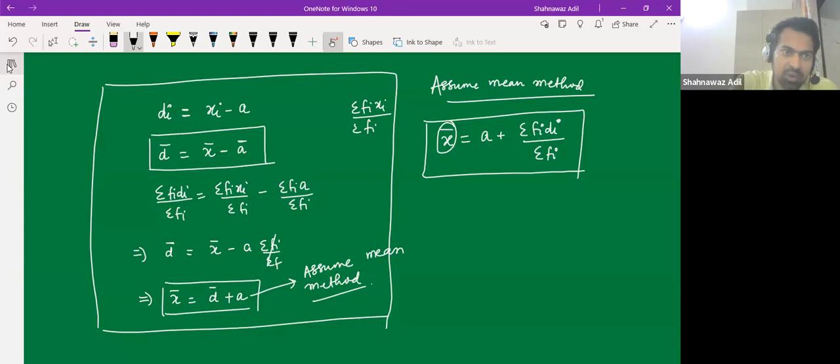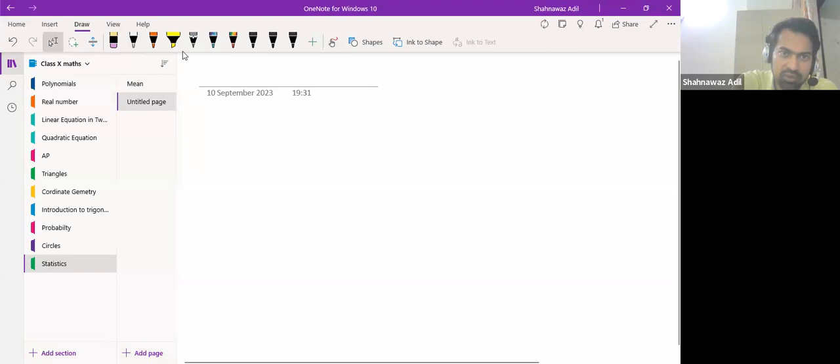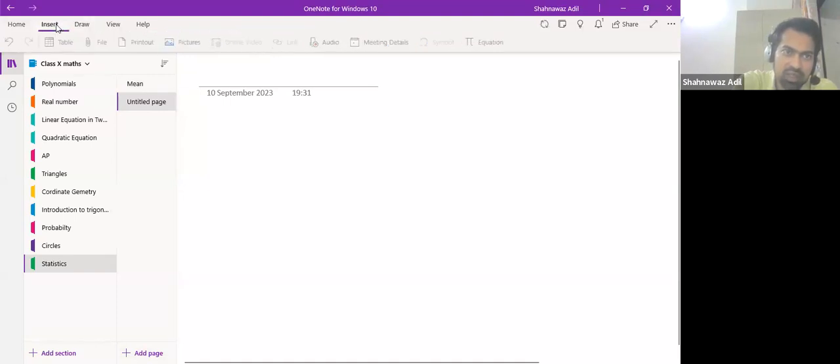Okay, so let me show you. I will not talk about the step deviation yet, but let me show you when we can use this, because I want to properly derive and talk about step deviation, not in a rush.